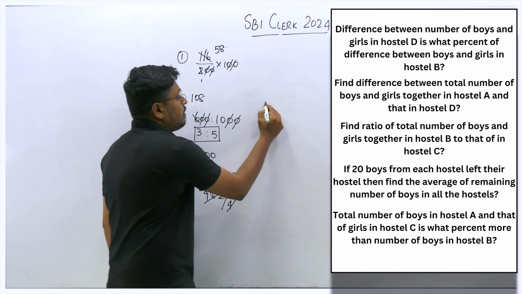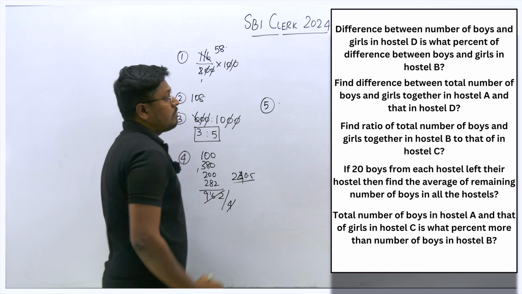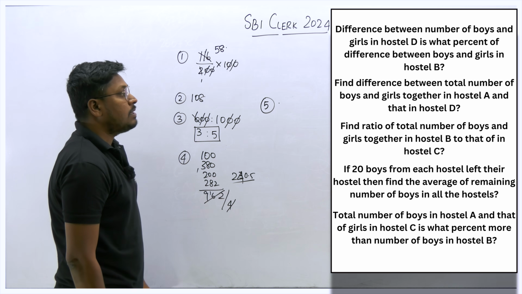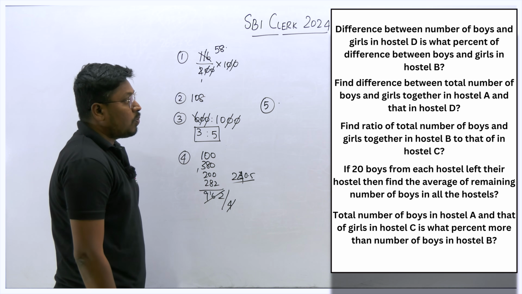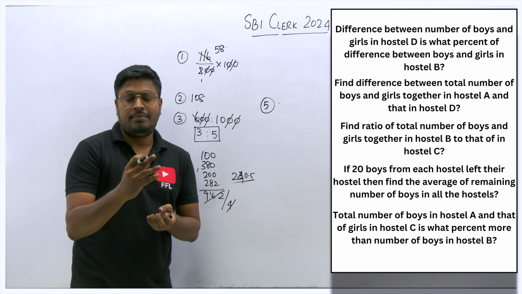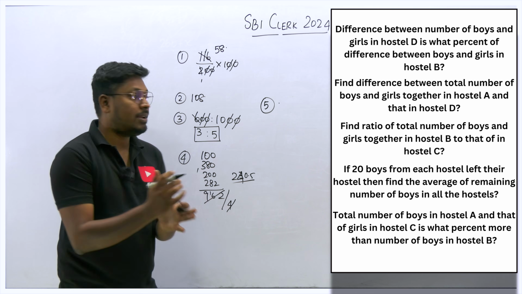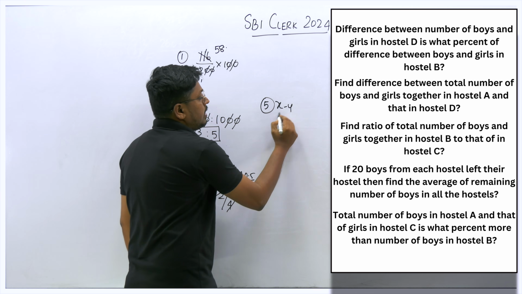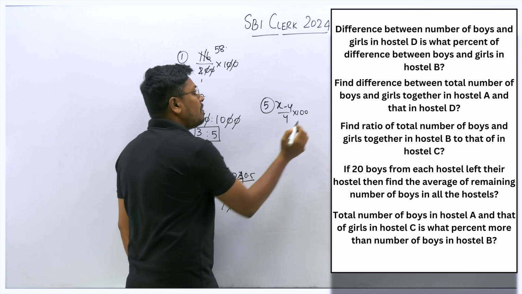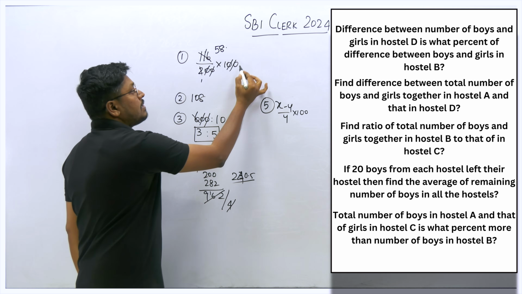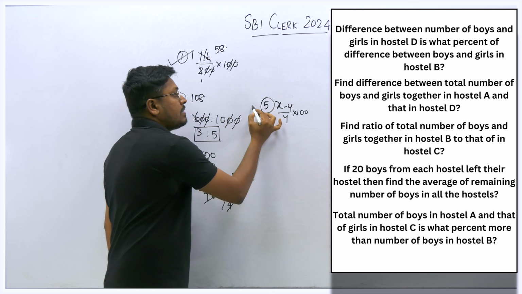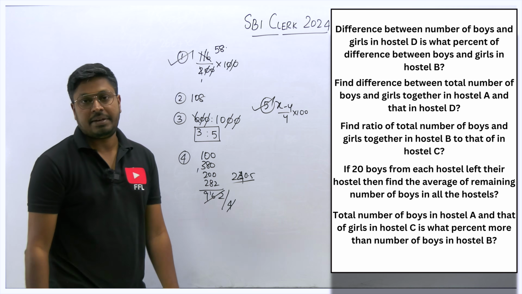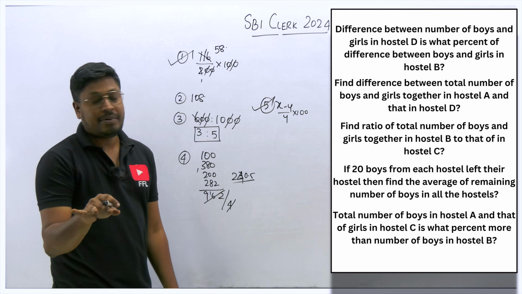So what about the fifth one? The total number of boys in hostel A and that of girls in hostel C is what percentage more or less? What is the formula? X minus y divided by y into 100. So two major formulas are there. One is x is what percentage of y, and the other, x is what percentage more or less than y, right? So x minus y divided by y into 100.